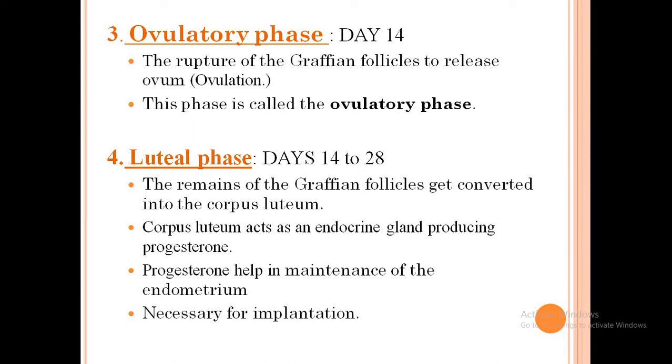And what is the third stage called, children? Ovulatory phase. Now, this ovulatory phase occurs from the 13th to 14th day. During this phase, the Graafian follicles rupture to release the ovum. But it is not ovum, children. Again, I am repeating. We say it is ovum, but basically it is a secondary oocyte.